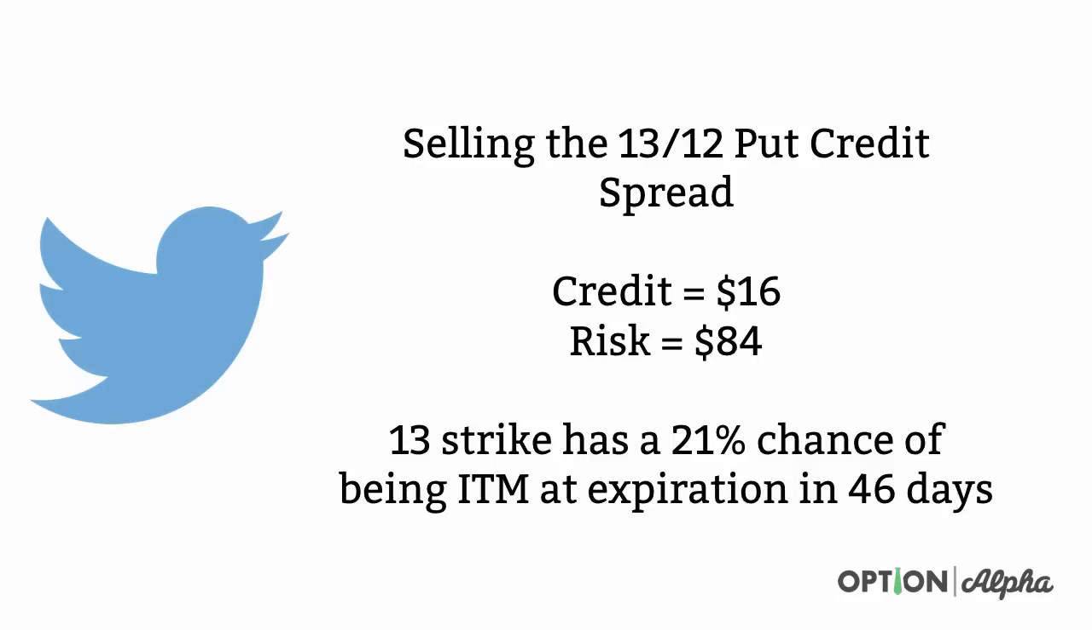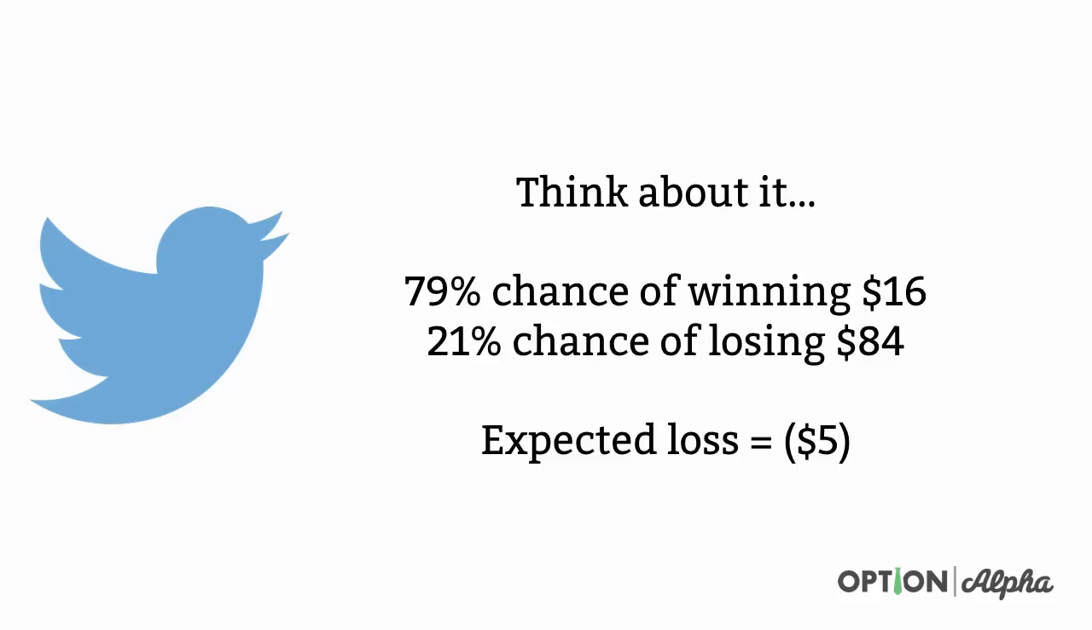We can find that number in the options pricing table. So think about this. There's a 79% chance of winning $16 and a 21% chance of losing $84. So if we were to make this type of trade over and over and over again in Twitter stock or anything else that has very similar pricing, we'd have an expected loss of $5 on each and every trade that we make. Every single time that we make a trade, we're expecting to lose $5.